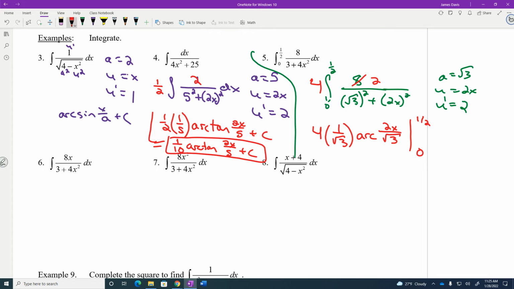That means we've got to plug that in. Now, what I would do in evaluating this is pull out the constant in front here. There's no reason to keep it with each section. I'm going to write it as 4 over square root of 3. Pull that out. And then we have to do the arctan of 2 times a half over radical 3 minus arctan of 0.